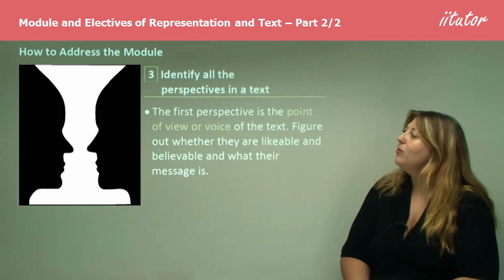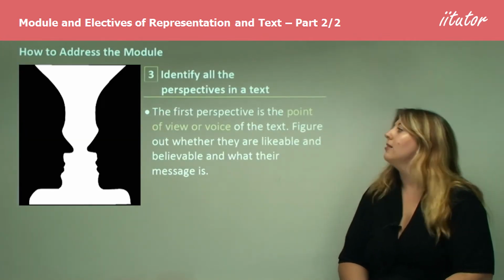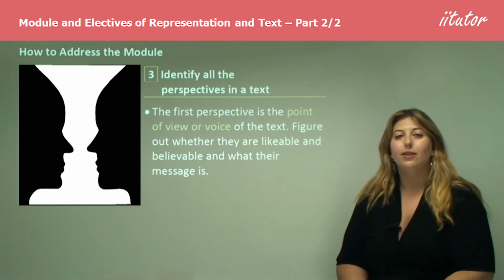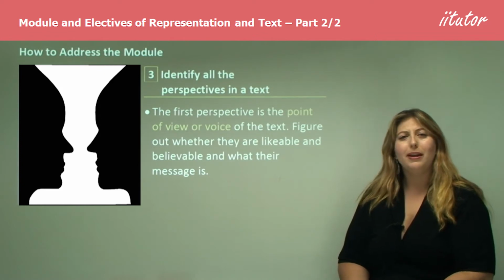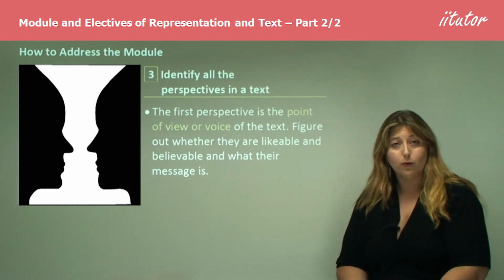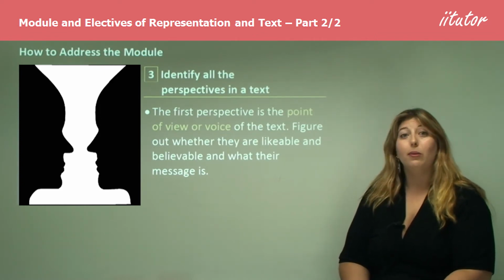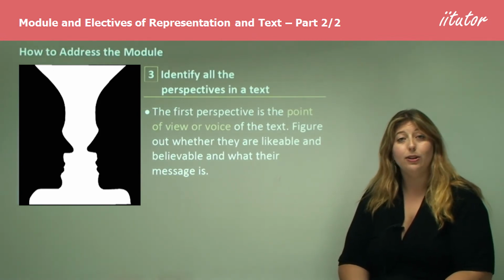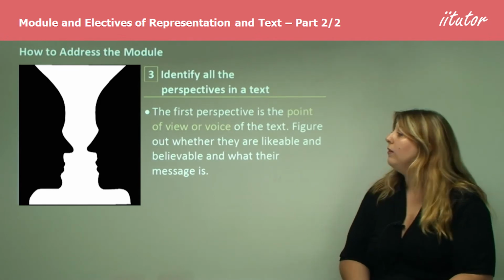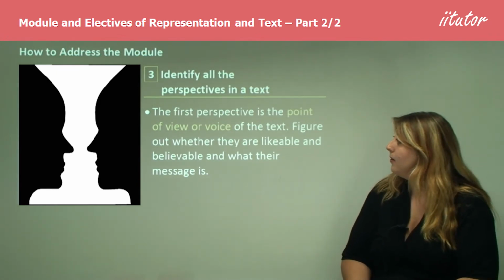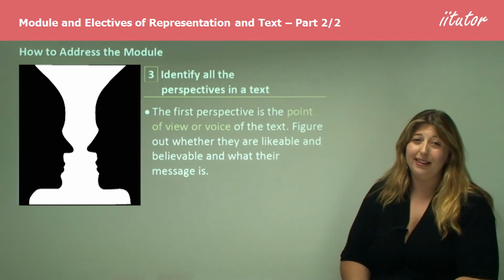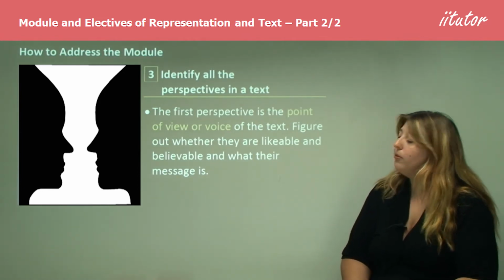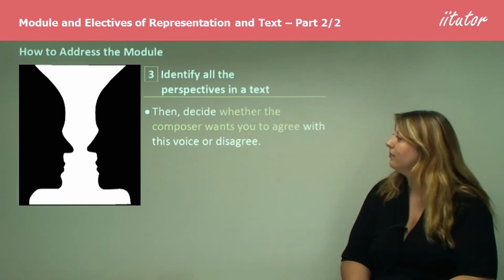The next thing you want to do is identify the perspectives in a text. The first perspective you're thinking about is the point of view or the voice of the text. In a novel, this might be a third-person authorial voice. It could even just be the way the plot's been arranged. It could be the camera work if you're looking at the director and how they lead you from one idea to the next. All of those things might have a particular bias. It could also just be the narrator or the main character. So figure out whether this person is likable and believable and what their message is.